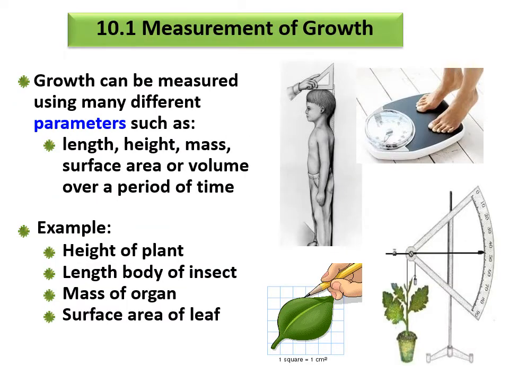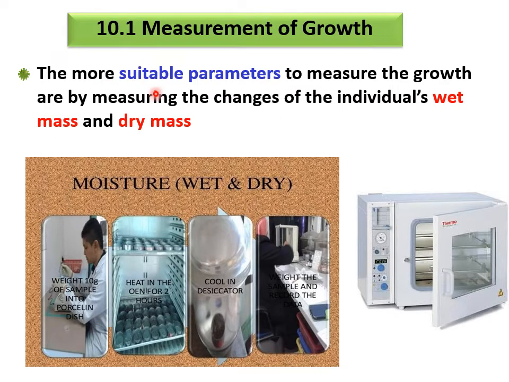Growth can be measured using many different parameters, such as length, height, mass, surface area or volume over a period of time. Here we have the height of a plant and the surface area of a leaf. The most suitable parameters to measure growth are the changes of individuals, wet mass and dry mass.